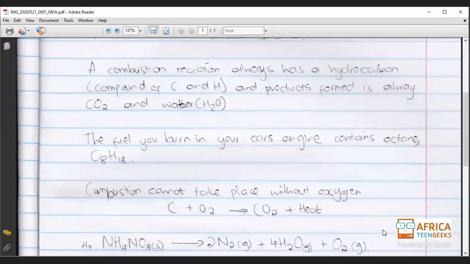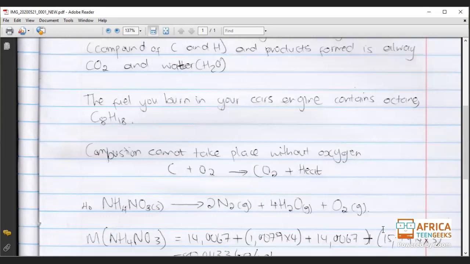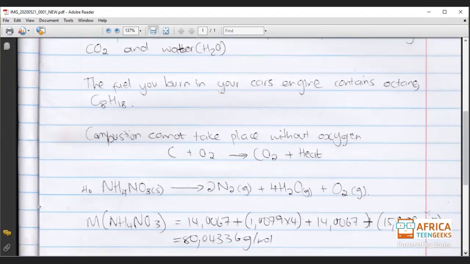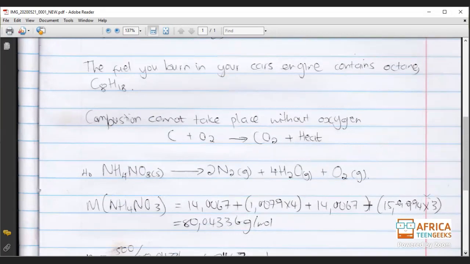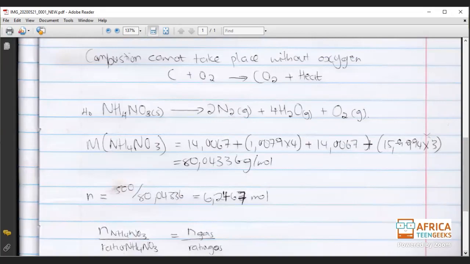Let me quickly just go there. Okay, so this is what you have. This is the equation that you have. And then what we do first, because what we're given is the ammonium nitrate, which is this one here. What we do, like we always do, we first take the given and we convert it to number of moles so that we can be able to calculate what is required of us. Okay, so we're going to say the M, which is going to give us this, the molar mass, and from there we calculate the number of moles, which is going to give us 6.2467 moles.